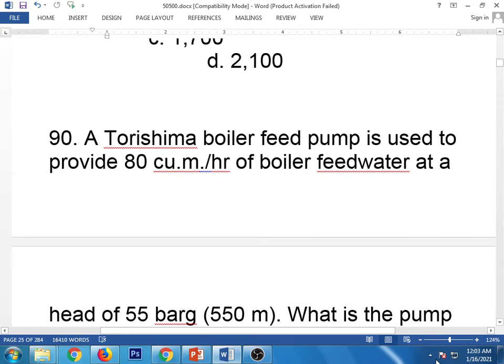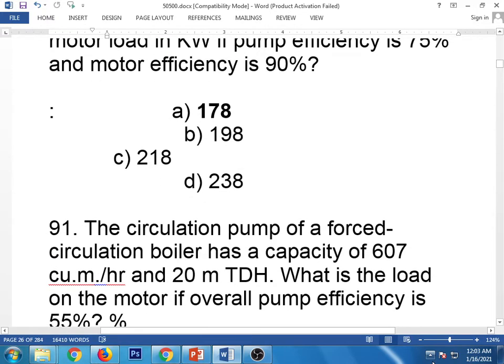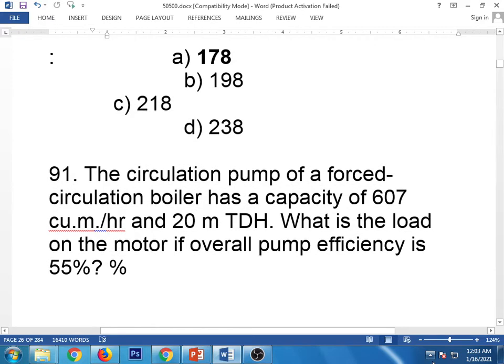A Torishima boiler feed pump is used to provide 80 cubic meter per hour of boiler feed water at a head of 55 barg or 550 meter. What is the pump motor load in kilowatt if pump efficiency is 75% and motor efficiency is 90%? Answer: 178.